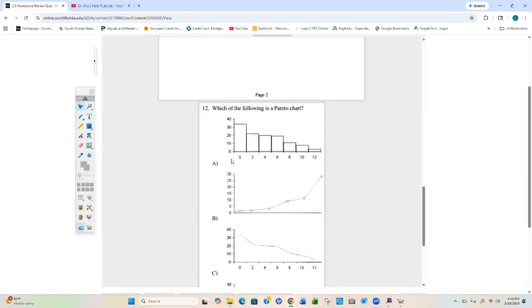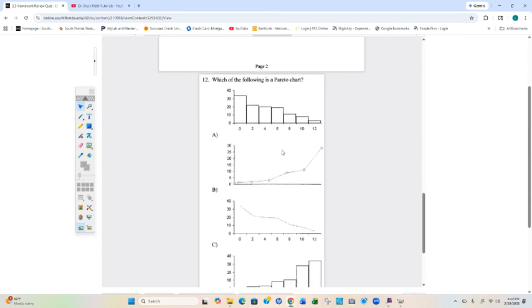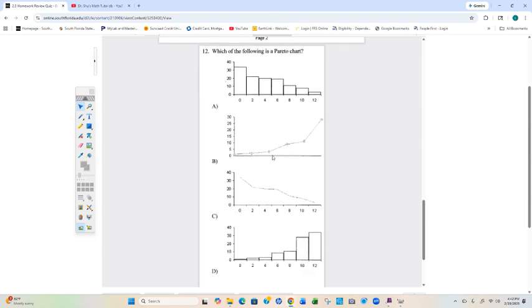Okay. Number 12, this is the last one. Which of the following is a Pareto chart? A, this is a bar graph that's decreasing. B is a line graph that's increasing. C is a line graph that's decreasing. And D is a bar graph that's increasing. You should have picked A. For a Pareto chart, we do start high and go to low.